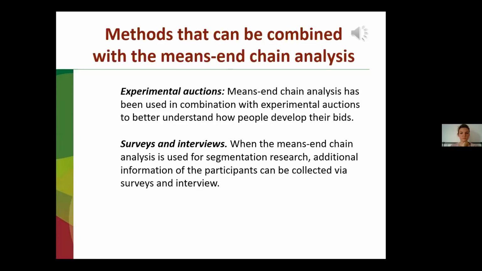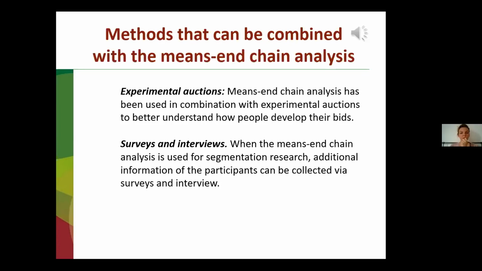The means-end chain analysis can be combined with several other research methods. There is an example where means-end chain was combined with experimental auctions. So farmers were asked to place bids for different types of planting material, and then afterwards they conducted the means-end chain analysis to understand why people placed their bids or what they based their bids on.